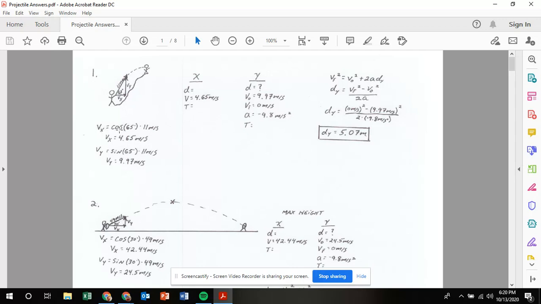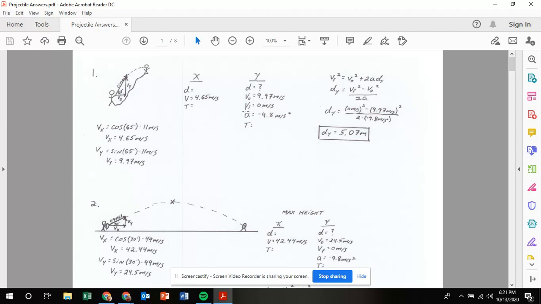Velocity in the x is the adjacent, so cosine of 65 times the hypotenuse 11, giving us a velocity of 4.65 meters per second. And we plug that in here in our x direction. In the y direction, that's the opposite side, so sine of 65 times 11, giving us 9.97 meters per second, which is our initial velocity in the y.